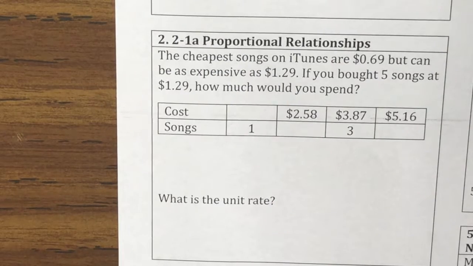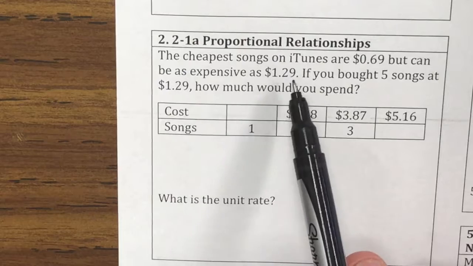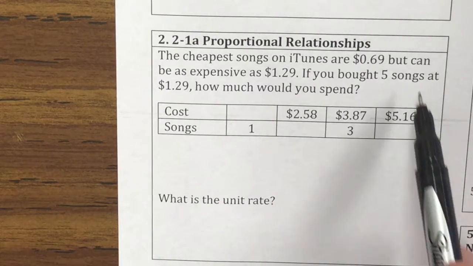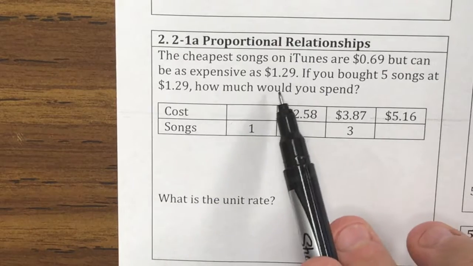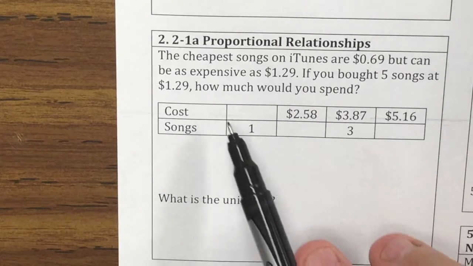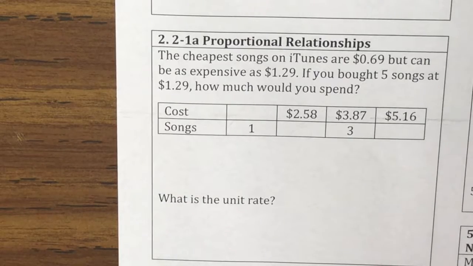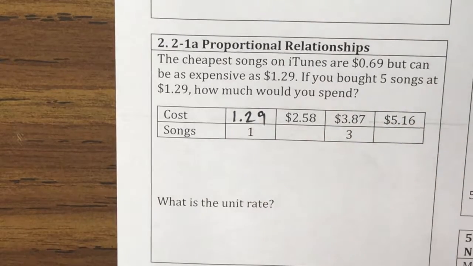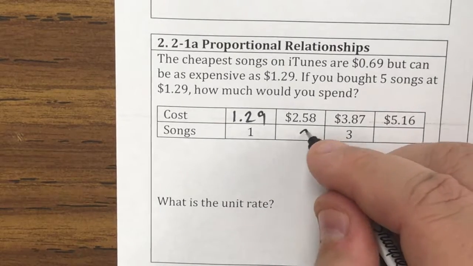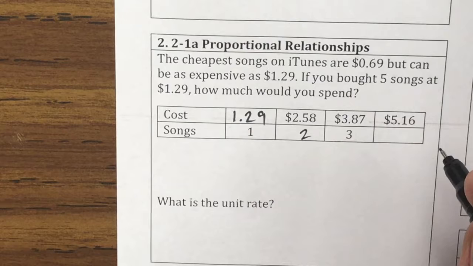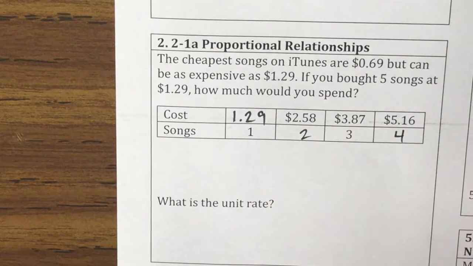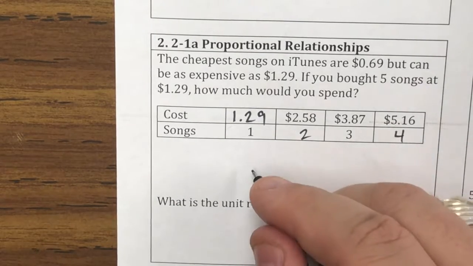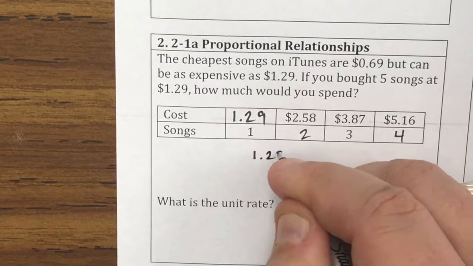Number 2, 2-1A, proportional relationships. The cheapest songs on iTunes are 69 cents, but can be as expensive as $1.29. If you bought 5 songs at $1.29, how much would you spend? Well, each song costs $1.29. And 2 songs would be $2.58. And 4 songs would be $5.16. So 5 songs, I could set up a proportion to do this.